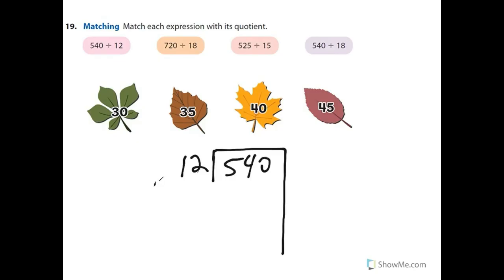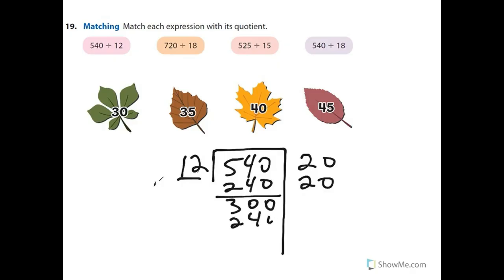Alright, so here's what I'm going to do with this. I'm going to take 12, and I'm thinking, well, 10 times 12 is 120. 20 times 12 is 240. I'm going to do 20. And 240, subtract that. 20 times 12, 240. So I've got 300. Well, can I take another 20 out of that? I sure can. So we got 240, and we got 60.